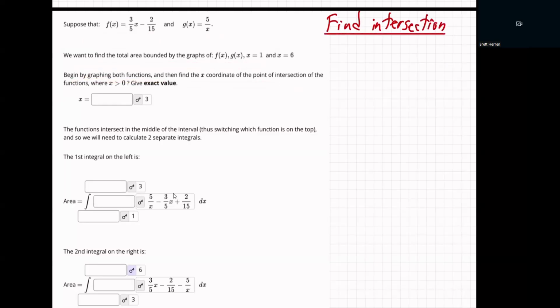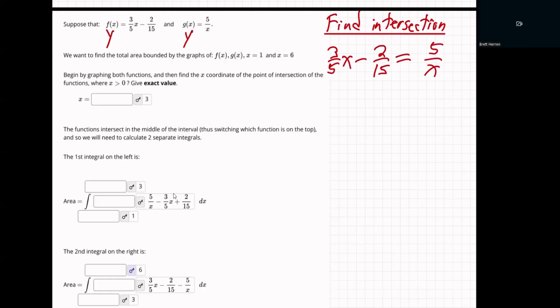Well, what we're going to do is set them equal to each other, right? Because this is really y, and this is really y. So we just set them equal to each other. So we'll say 3/5 x minus 2/15 equals the other function, 5 over x.